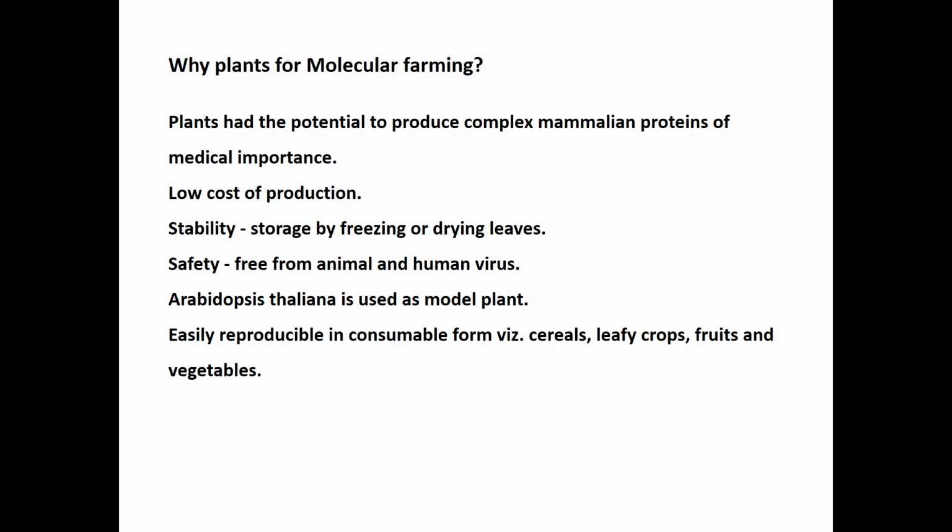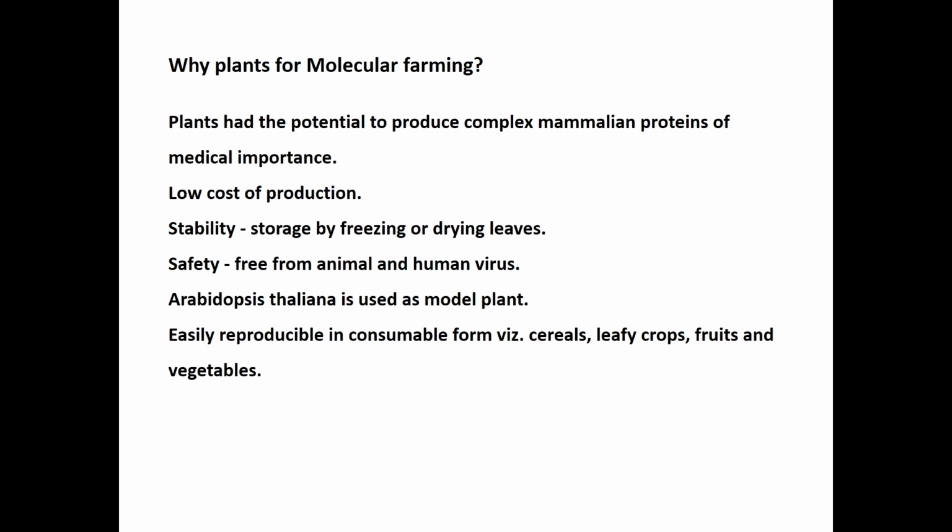Why plants for molecular farming? Plants have the potential to produce complex mammalian proteins of medical importance. We can produce any complex proteins of medical importance in the plant system. And there is low cost of production, stability, and simple storage by freezing or drying of leaves, and safety, as they are free from any animal or human virus contamination. And Arabidopsis thaliana is a model plant for production, and it is easily reproducible in consumable form.